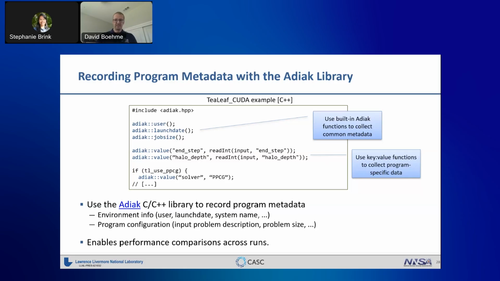So ADIAK has two different kinds of functions. There are built-in functionalities for common sets of metadata, as we see here: username, launch date, MPI job size, and so on. And then it has this key value syntax for recording program-specific metadata. Here we're using it to record certain input parameters that we're using in our program, and that gets combined with the Caliper performance data in the same file, so it's always available. You can then use Thicket to slice through all your different experiments really easily.